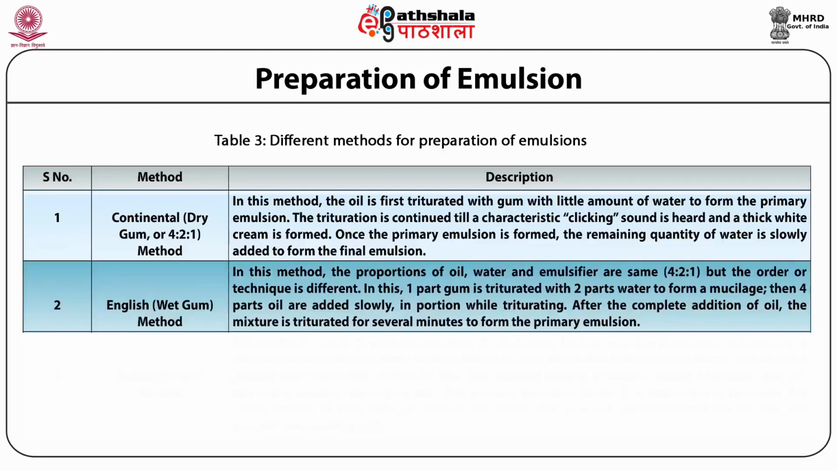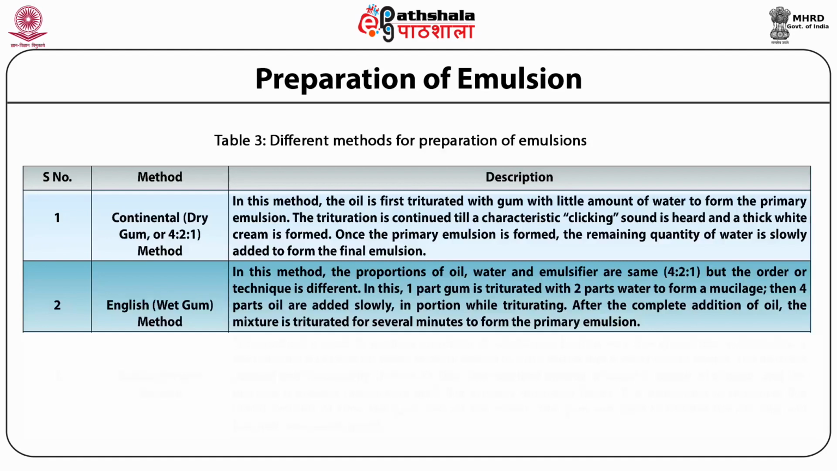Number 2 is the English or the wet gum method. In this method, the proportions of oil, water and the emulsifier used are the same. That is, they are present in the ratio 4:2:1. But the order or the technique of mixing is different.